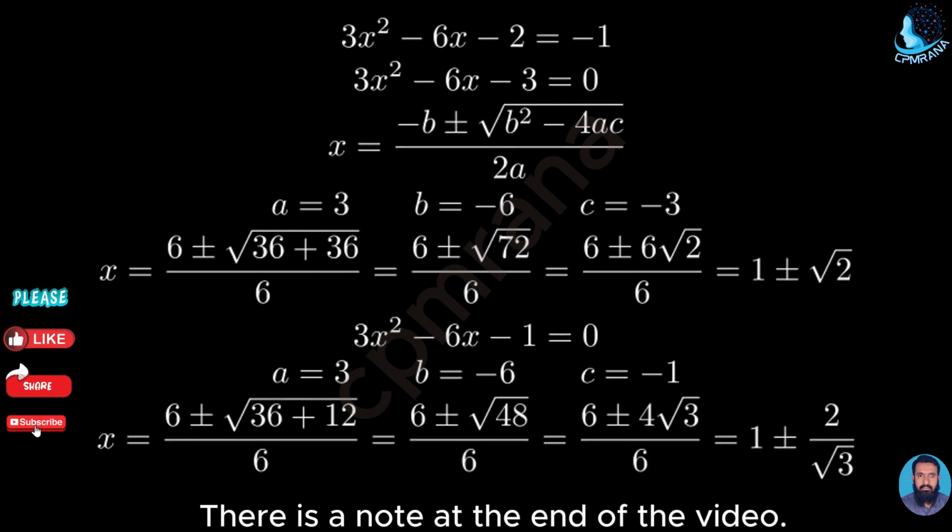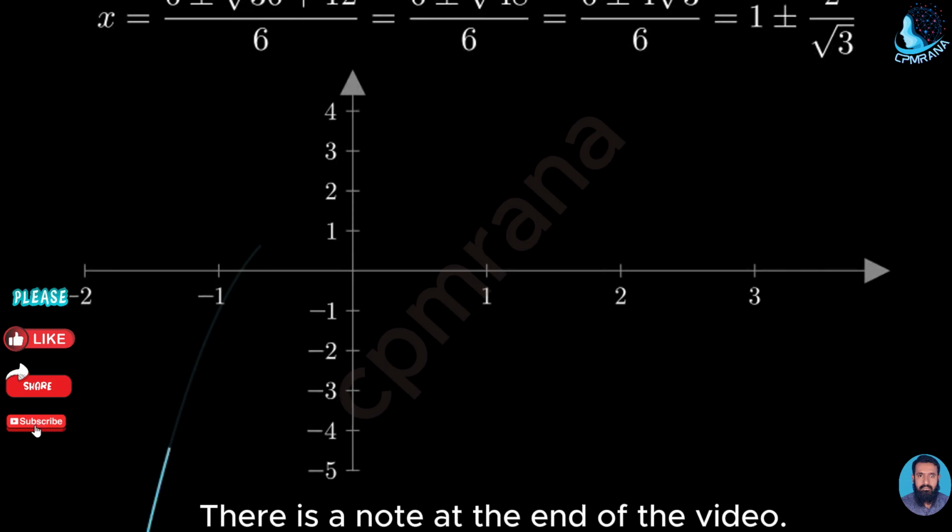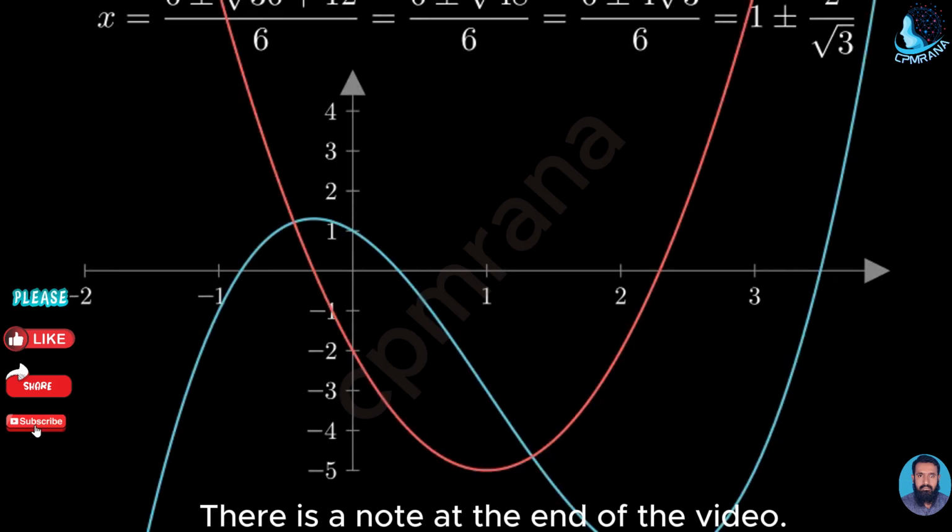Let's visualize these solutions on a graph. Here's our original function in blue and its derivative in red. The points we found are where the derivative equals plus or minus 1, shown here as yellow dots.